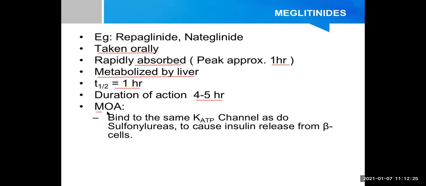Now see, what is the mechanism of action of meglitinide? This is important. They bind to the same potassium ATP channel as do sulfonylureas, and they cause insulin release from the beta cell. So the action is almost like sulfonylurea. And if the actions are the same, the effect is also the same.